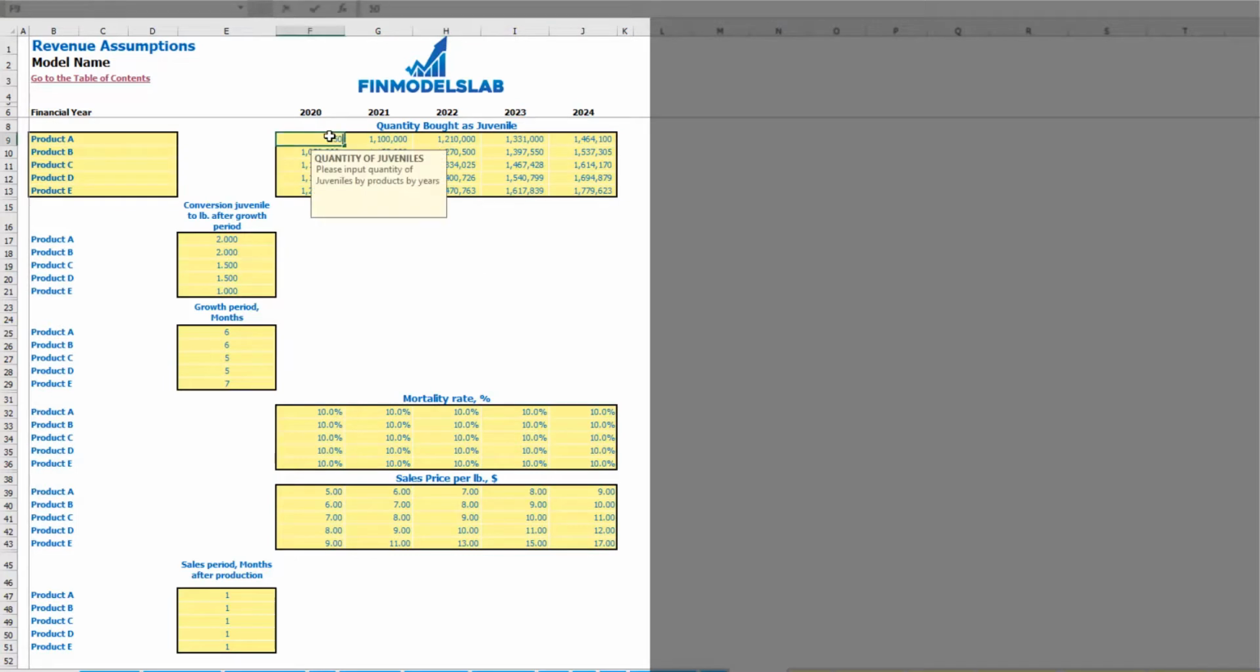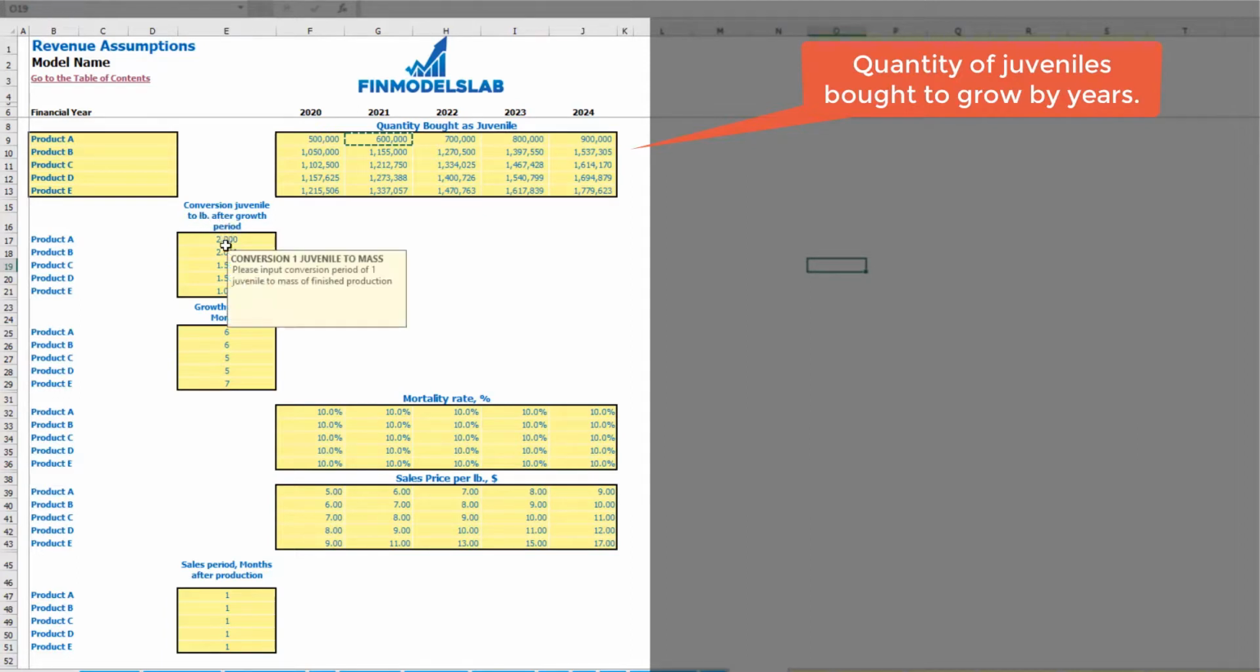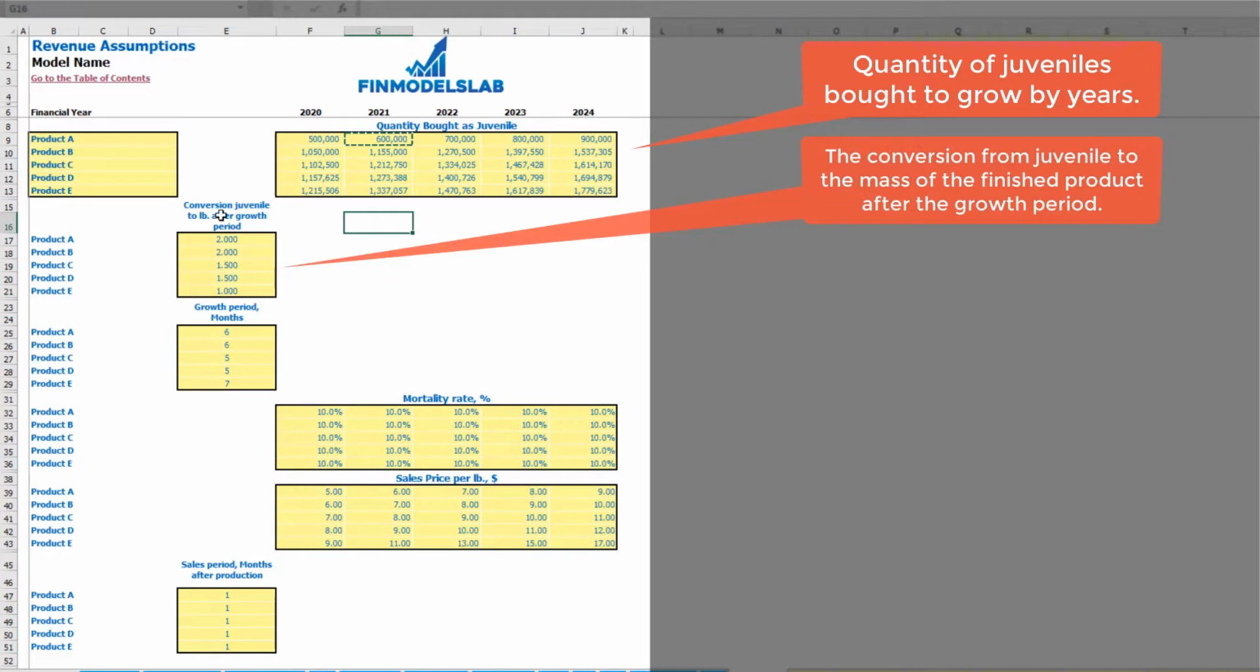The next stage is to set up quantity of juveniles bought by years, for example 500,000 for the 2020 for product A and additional 100,000 per each next year. This is changeable for all other products as well by years. The next step is to set up the conversion of juveniles to pounds of the production, for example meat or fish, and this is obviously after growth period. So for example 1 juvenile can give you 2 pounds of product A, meat or fish.